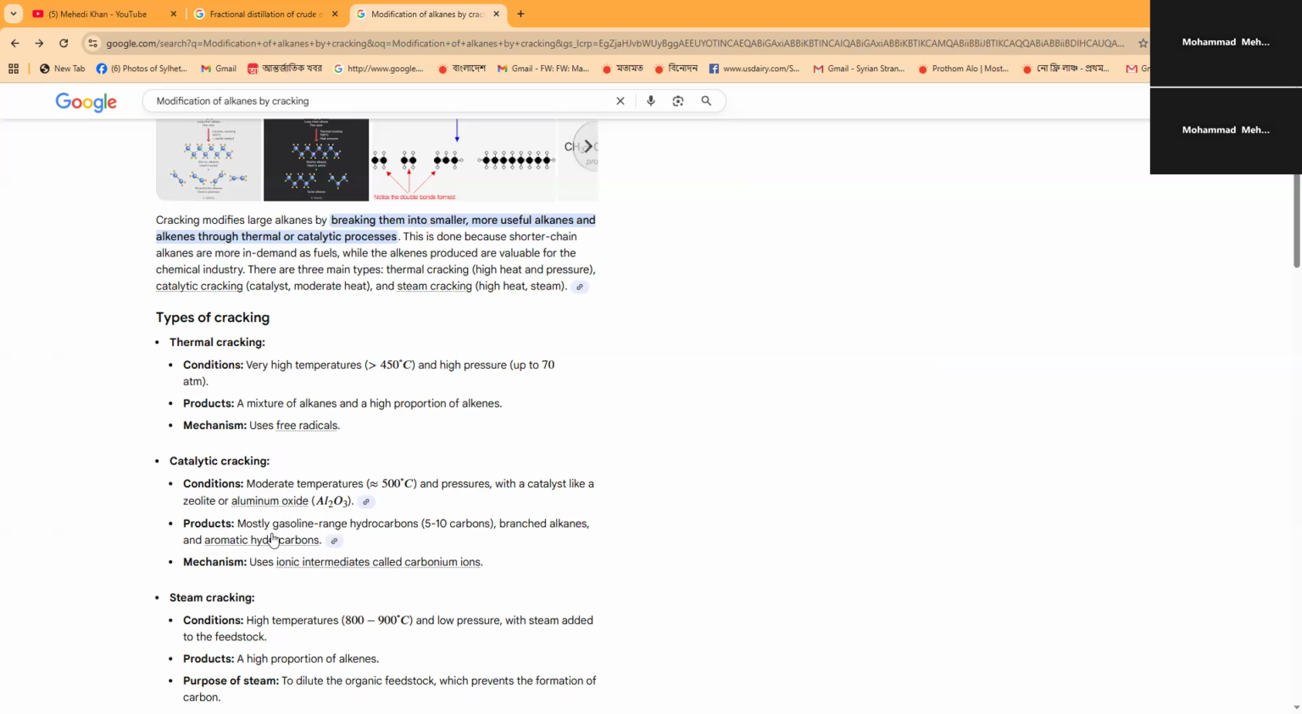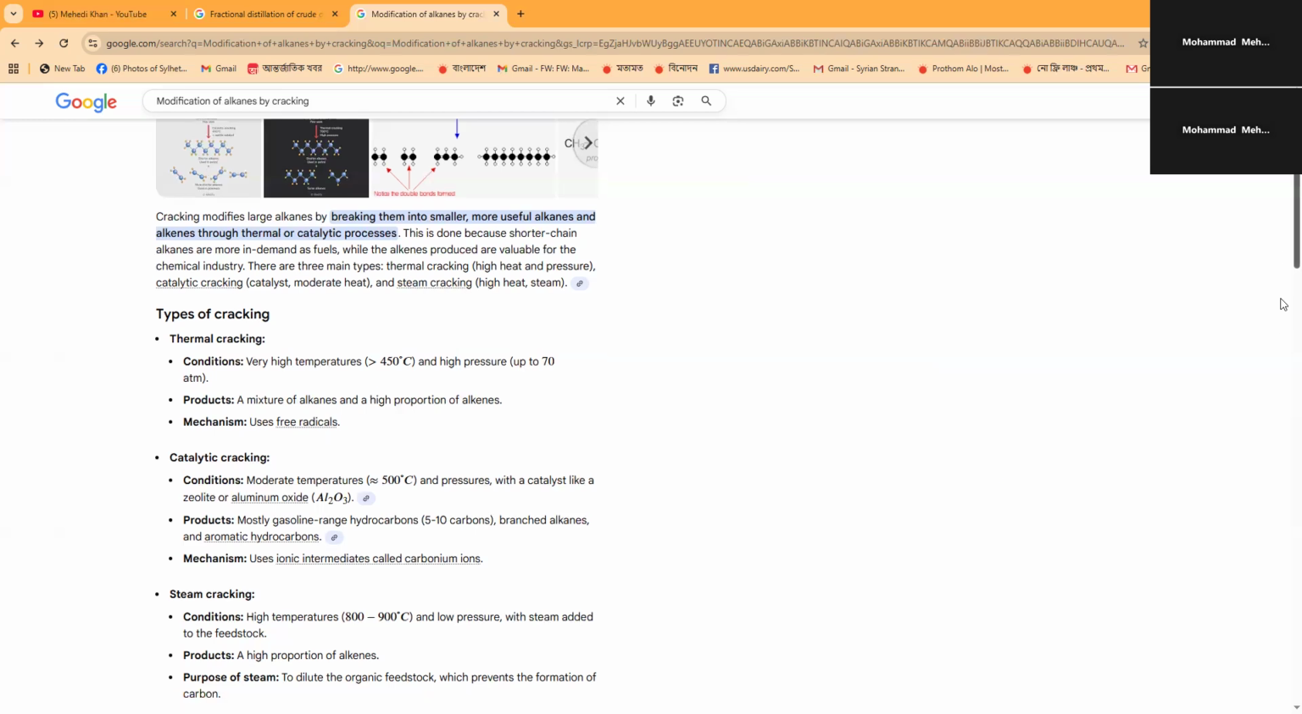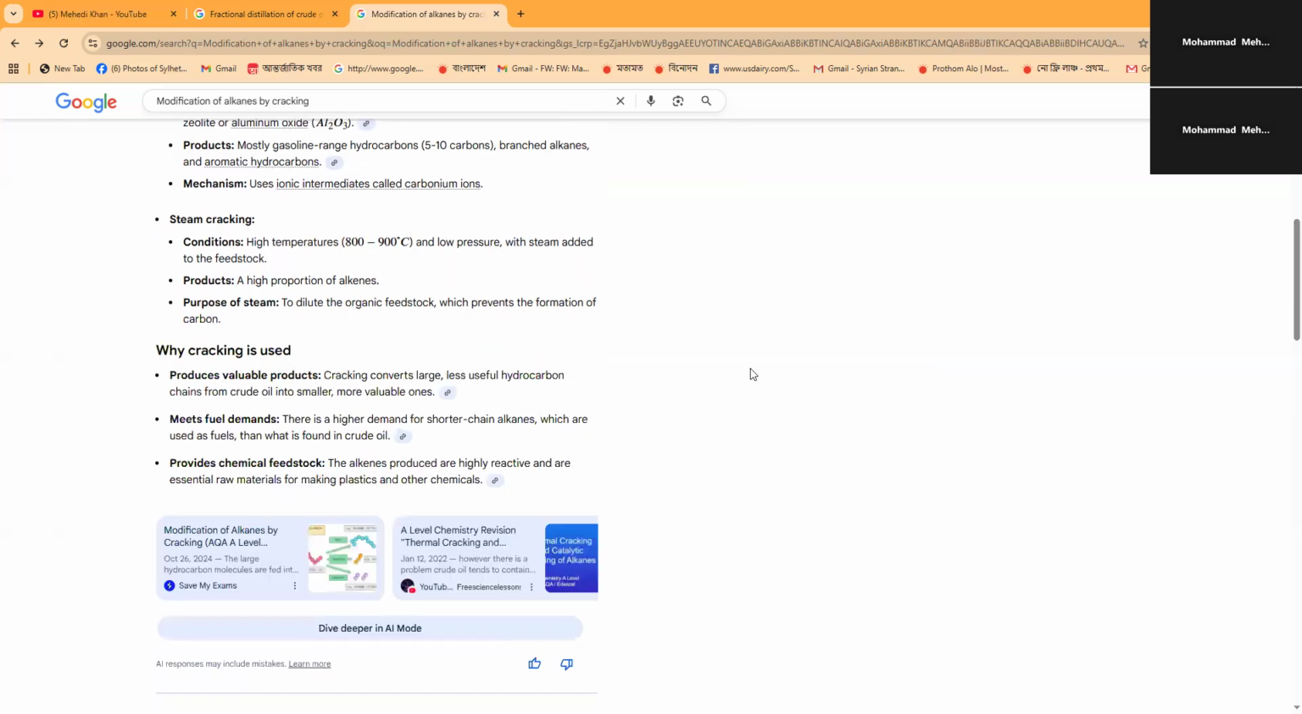Now the products. Mostly gasoline range hydrocarbons, 5 to 10 carbons. They are branched alkanes and aromatic hydrocarbons. These are the products. Mechanism: uses ionic intermediates called carbonium ions. Okay. Now we can see steam cracking. So there will be a very high temperature, 800 to 900, and low pressure with steam added to the feedstock.